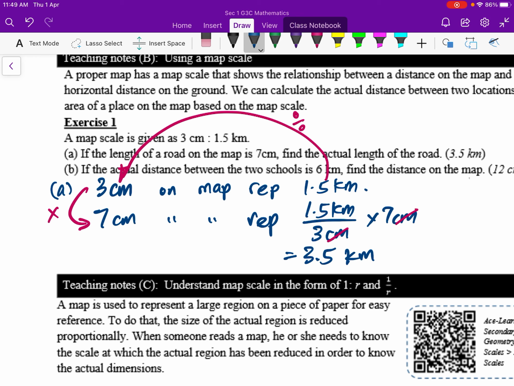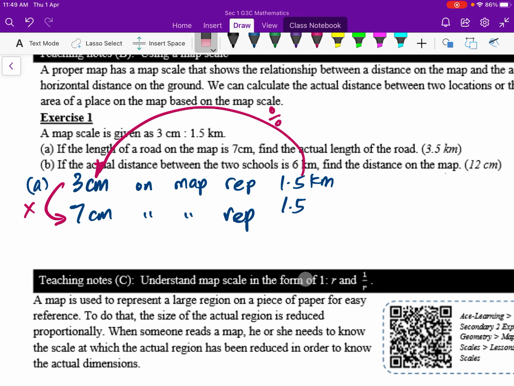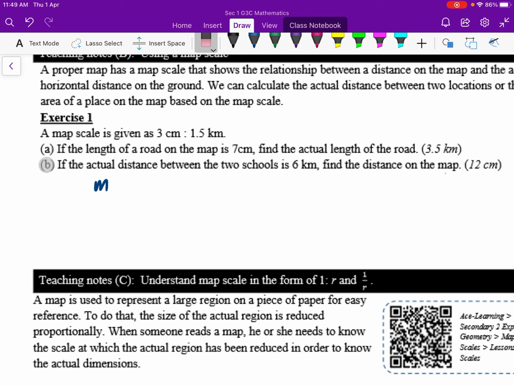And then now part B, they tell you the actual distance between the school is 6 kilometers. Then find the distance on the map. So now we go the other way around. Both methods will still work. Either you go ratio, okay, but for ratio you end up with a final statement: the actual distance is so on and so forth, the distance on the map, so on and so forth, whatever. And then the other method is over here. I'll just show you the second method, part B.